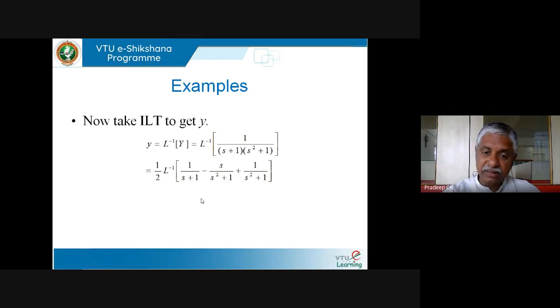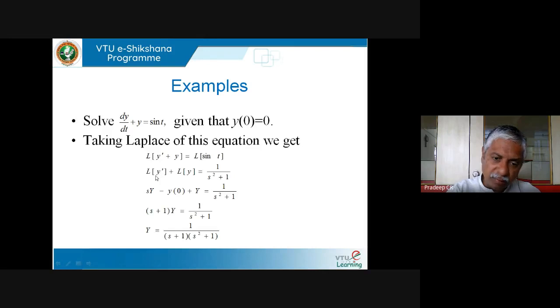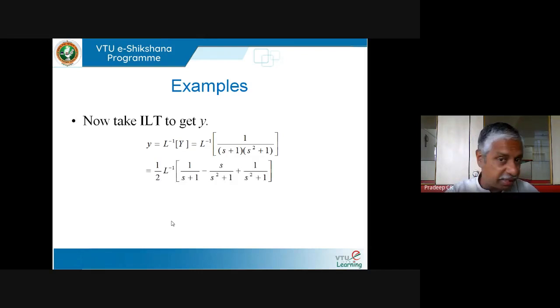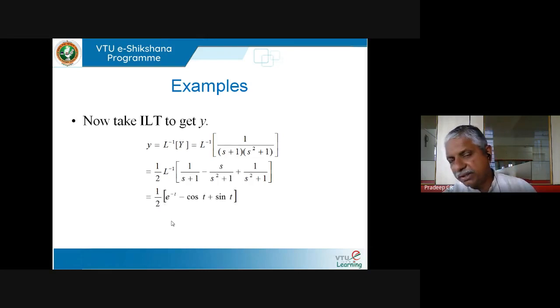Now, we didn't do any calculus at all anywhere. We didn't integrate, we didn't differentiate, nothing. All we did was to use this formula, L of y dash is s times capital Y minus y of 0, and solve for capital Y, which is the Laplace of y. And then to find y itself, we took inverse Laplace. Again, it had no calculus in it, just partial fractions. And we obtained the solution of the differential equation with no differentiation or integration. Purely algebraic methods, symbolic manipulation, and then partial fraction theory.